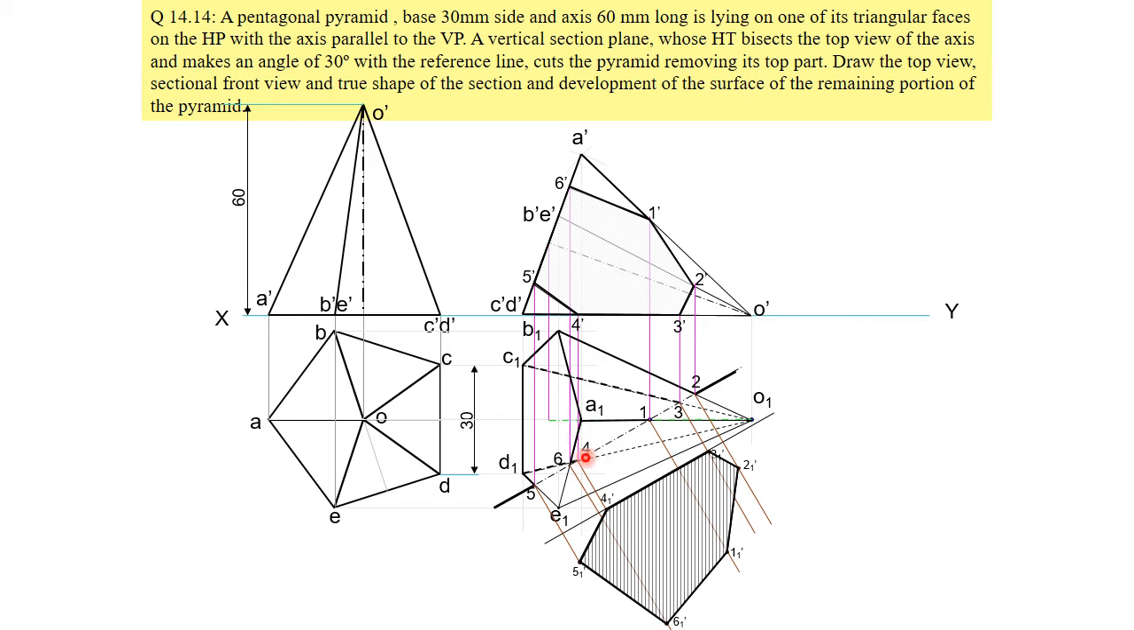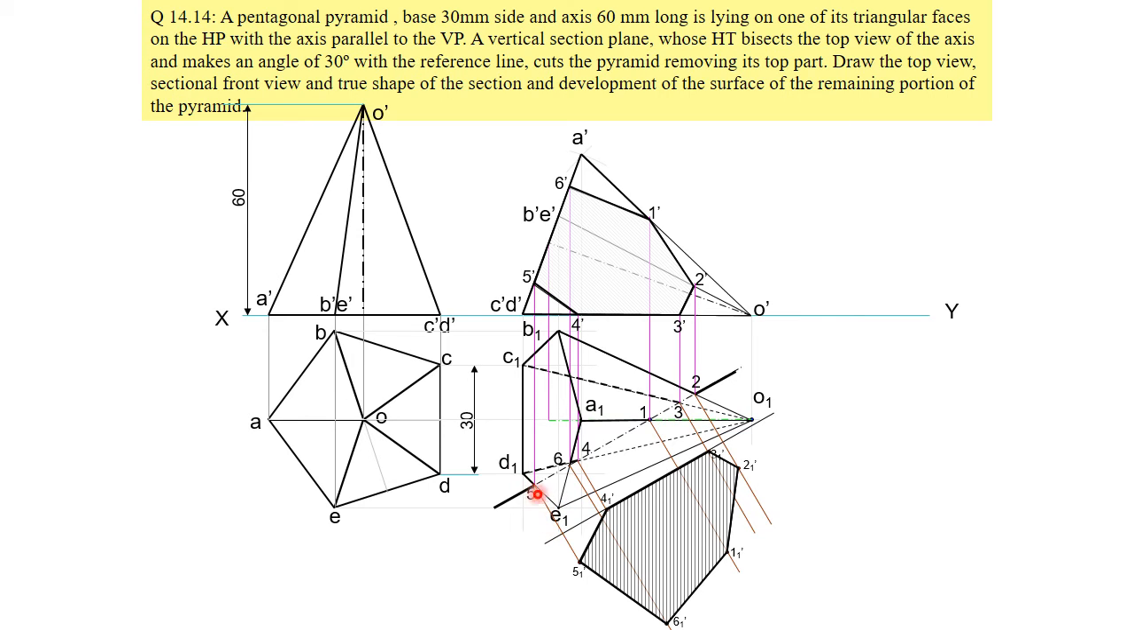And then what will you do? First we need to know how many slant edges there are in this pentagonal pyramid: 5 slant edges. The section plane is cutting these slant edges. One is over here, D1, E1. Draw this cutting upward, and you will get it over here. It is cutting at DE.